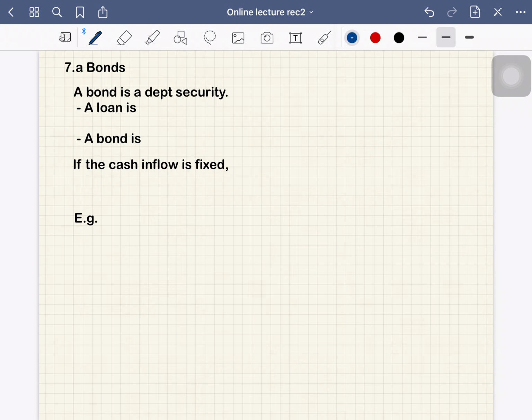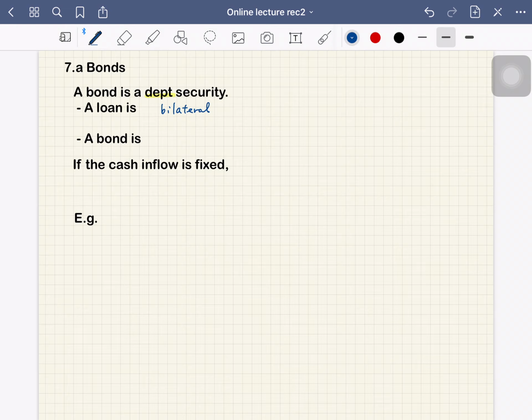So chapter 7.A, bonds. So what is a bond? A bond is a debt security. This is similar to a loan, but there is one difference. A loan is bilateral. For example, I can lend you a loan. Then even if I need money before maturity, I cannot get any money from anyone.